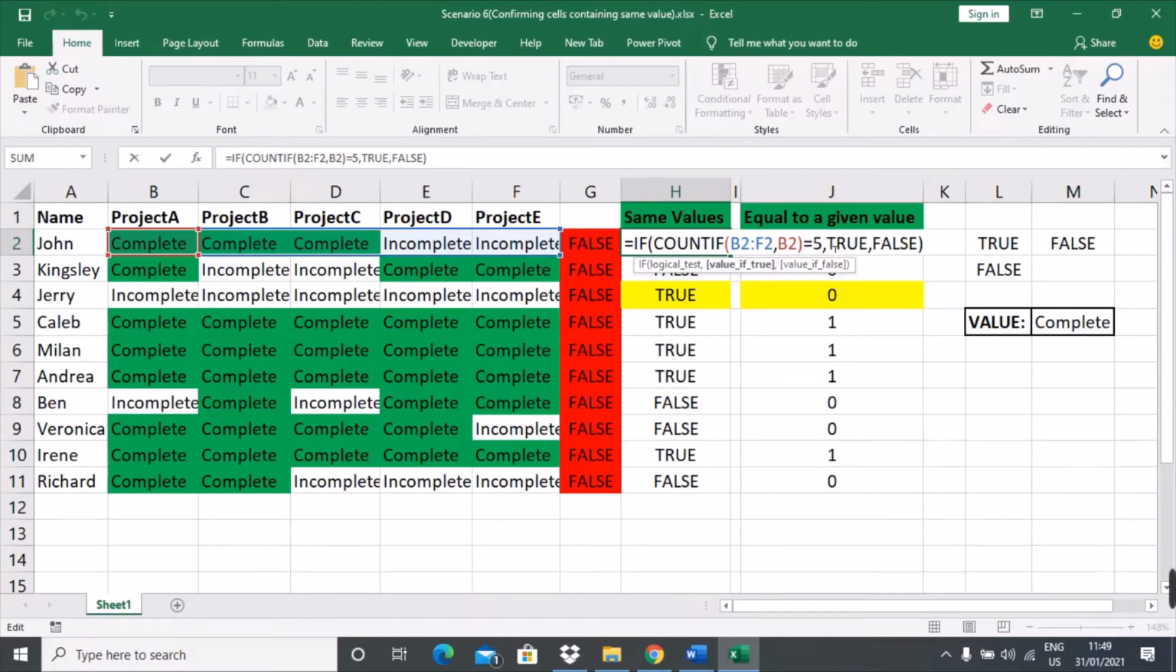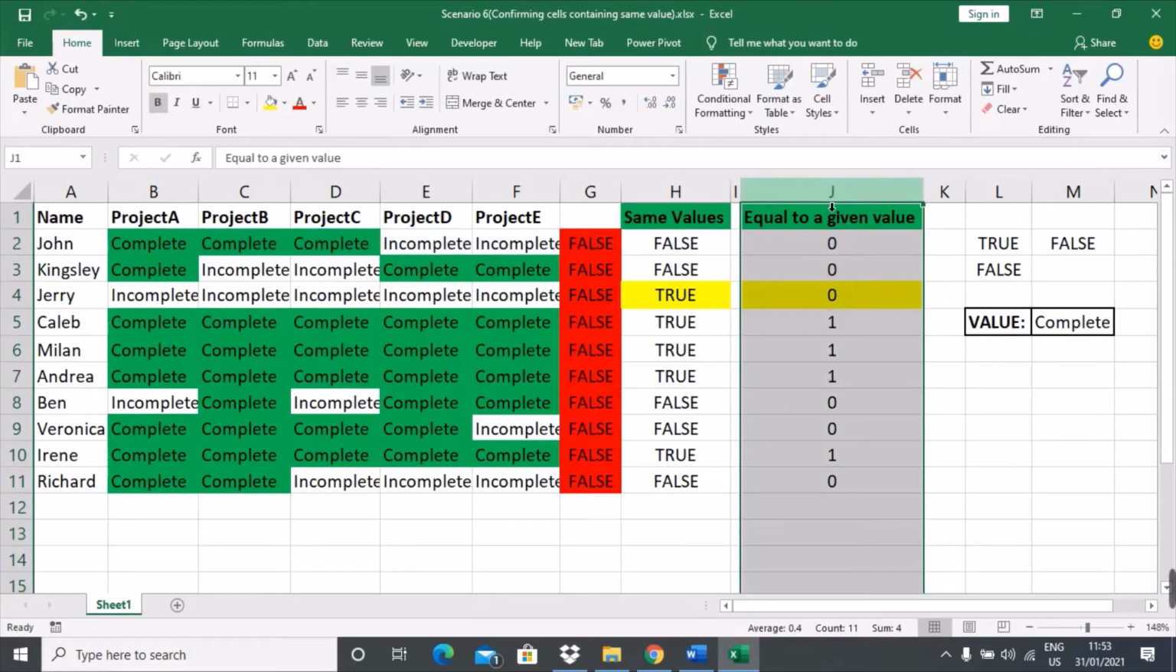such that if the result of the counting function is equal to the count of values, it gives true. If it's not, it gives false. By the way, let's keep in mind that we can also use 1 and 0 to represent true and false, as seen in column J.